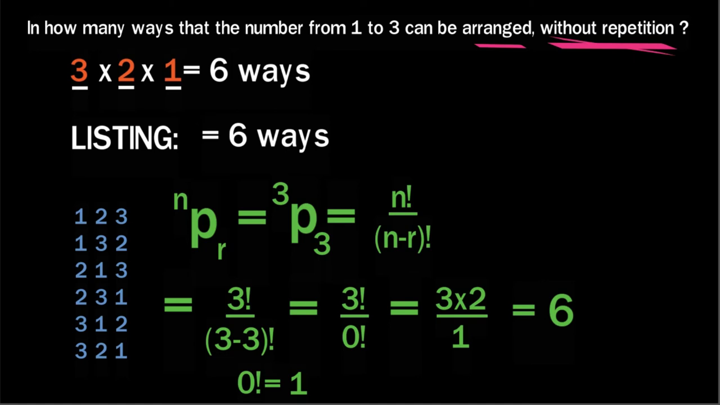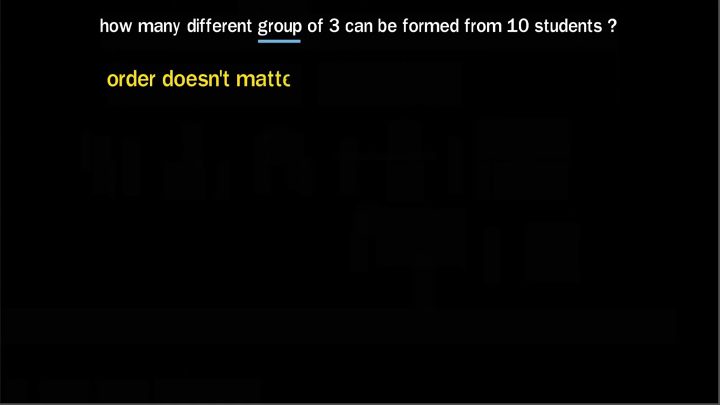So let's move on to the next example. How many different groups of 3 can be formed from 10 students? You need to ask yourself whether order matters or not here. As we can see, we are forming groups of 3 people, so order doesn't matter here. When order doesn't matter, it means that we are doing a combinations question. The keywords here are group and form, so the order doesn't matter.